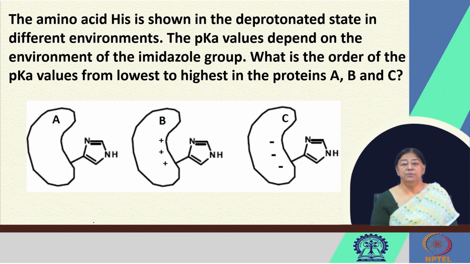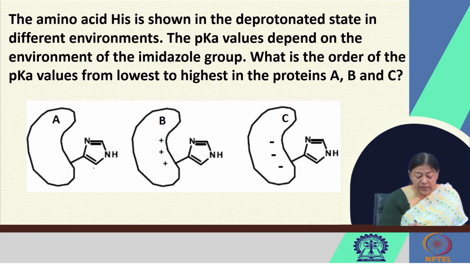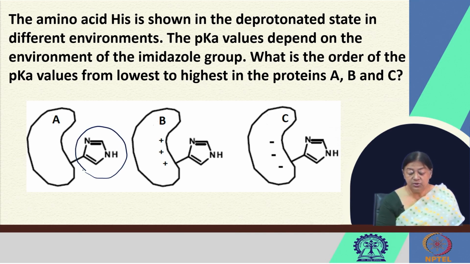This is going to be important, as I have mentioned, because it covers the range of physiological pH. But for now, we want to order the pKa values from lowest to highest in the proteins that are depicted in A, B and C. Here we have the imidazole group, which is shown in a deprotonated state.